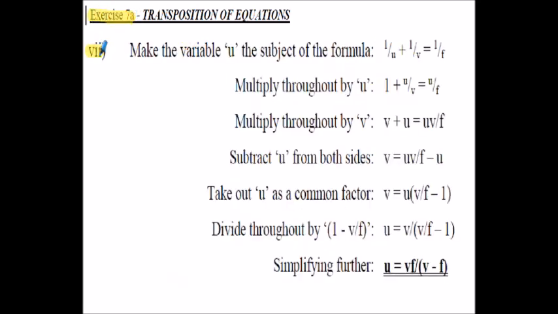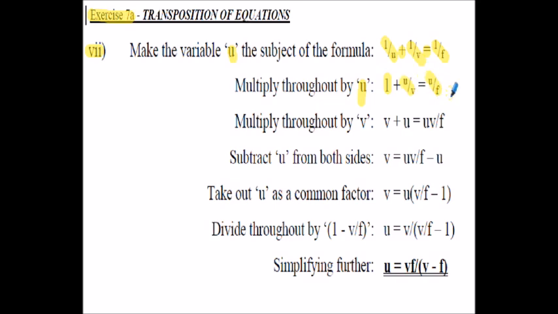Exercise 7a continued, part 7. We're asked to make u the subject of the formula 1 upon u plus 1 upon v is equal to 1 upon f. Now if you're quite proficient with fractions, you might want to solve this using fractions. If not, then the method I'm showing you here might be preferable. With this method, we're going to multiply throughout by u. So every term now gets multiplied by u. So the first term, u divided by u, would be 1. There's plus then u divided by v is equal to u divided by f.